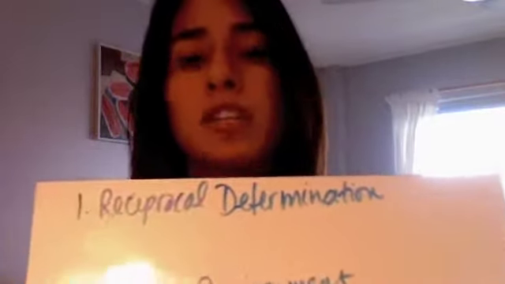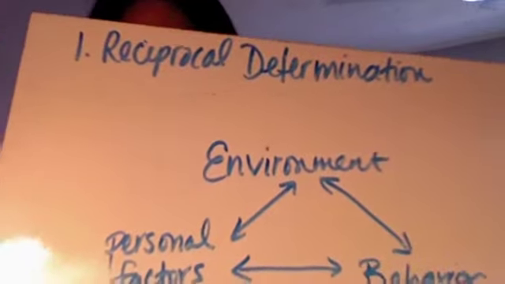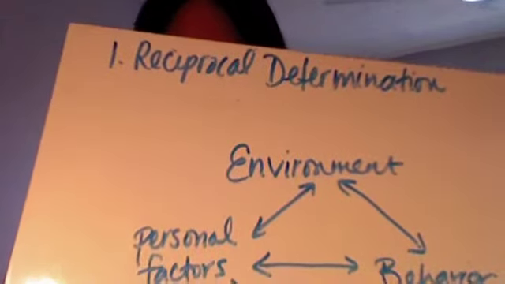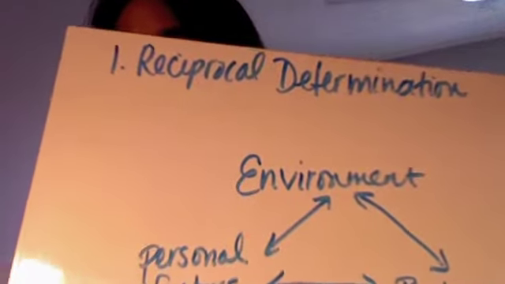Now, reciprocal determination says that there are 3 factors, okay? Your environment, your personal factors, which are also termed your cognition, okay, and your behavior. And social cognitive theory, or rather the person behind it, whose name is Bandura, posits that these 3 factors constantly interact and influence each other.